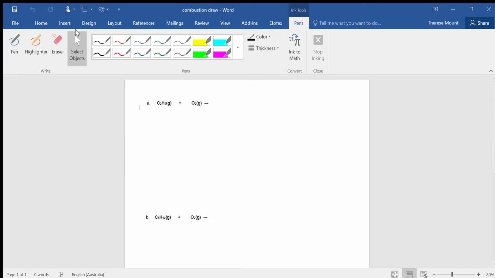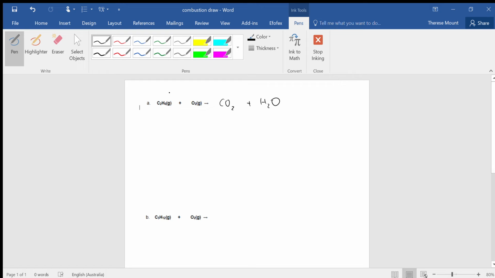Okay, this video will show you how to draw some of these molecules. So again, this is the equation that we were looking at before, and we've got a hydrocarbon reacting with oxygen, which is a combustion reaction. When something reacts with oxygen, it's called combustion, and we get CO2 and water.